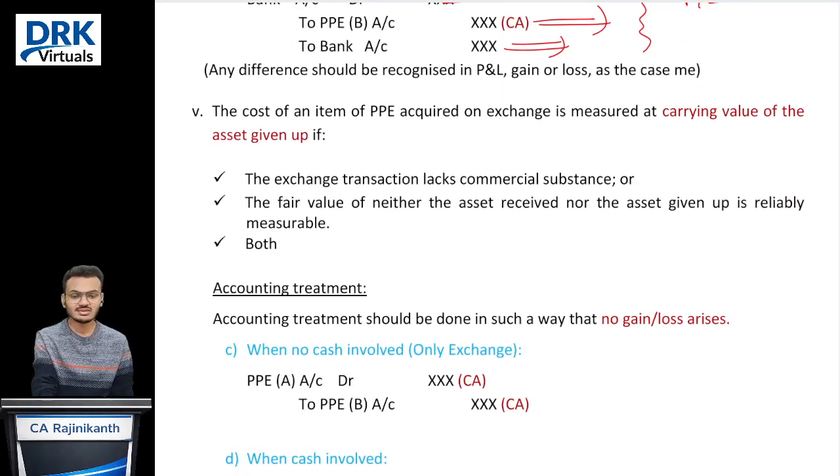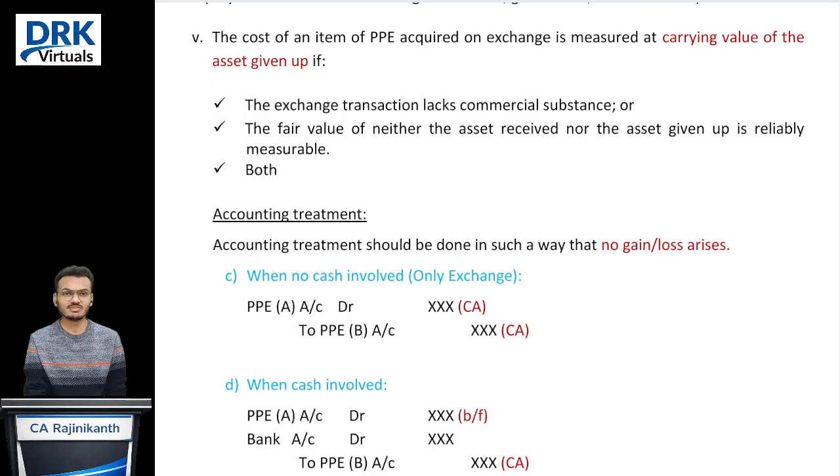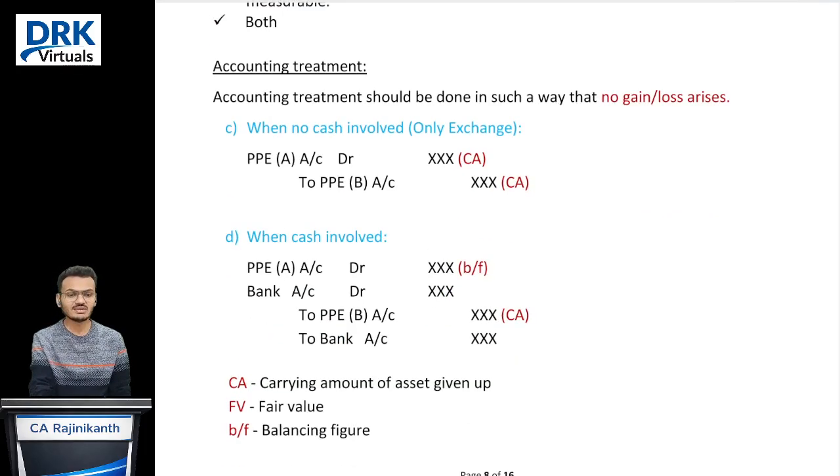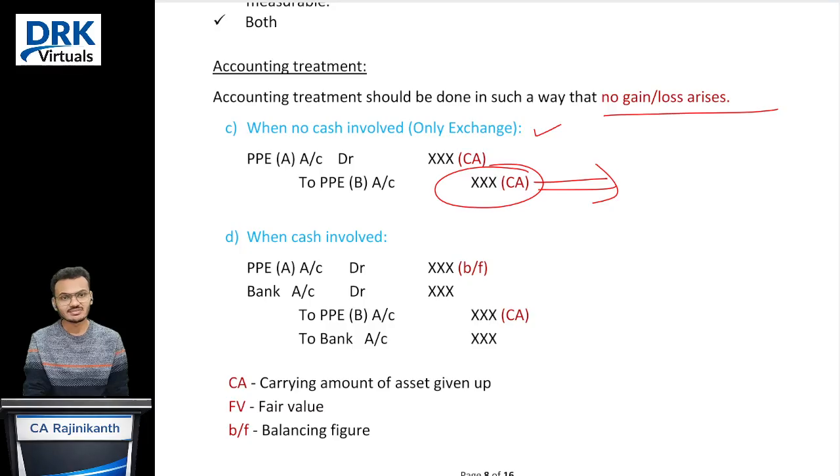And the next situation is, for suppose commercial substance does not exist, or the fair value of either of the assets cannot be measured reliably, or both commercial substance does not exist and fair value cannot be measured reliably. In that case, accounting treatment should be done in such a way that no gain or no loss should be recognized. See here, when no cash is involved, what we are doing, the asset we are giving up is recognized at its carrying amount, correct?